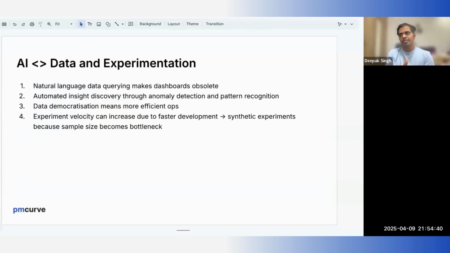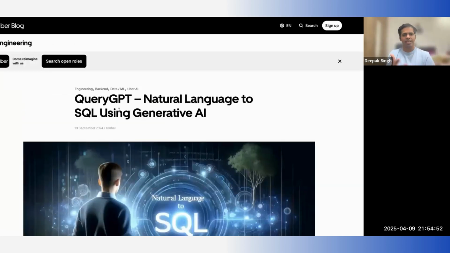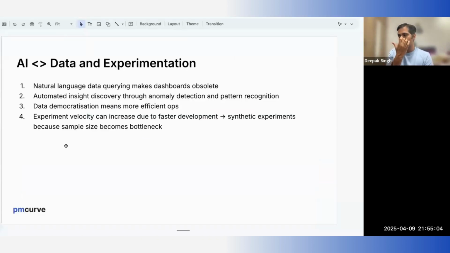What AI does is, if you've not checked it, definitely go and check Query GPT. Uber recently launched this. Basically, for their scale, they wanted to build something. Otherwise, this is available in some BI tools also. But basically, how do you use natural language to get any data? What were the sales last month? How many new users who came on last Sunday dropped off and have not come back? You can ask a natural language query, and you don't have to wait for analysts to write this query in SQL and get you this data. So it makes the whole dashboard and metric review obsolete.